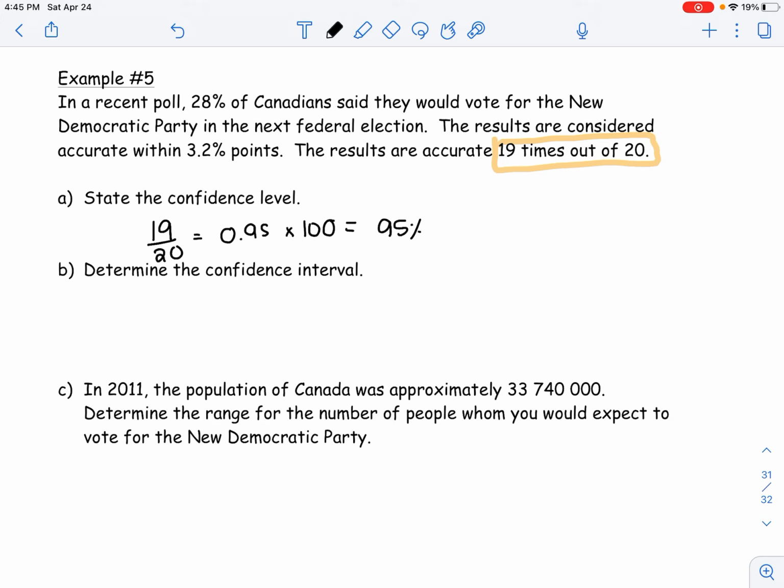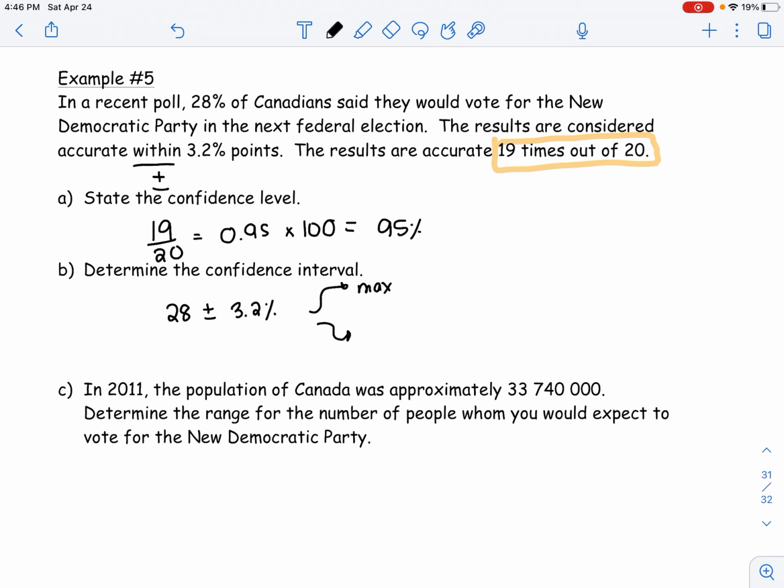Now they're telling us that in a recent poll, 28% of Canadians said they would vote for the New Democratic Party. So that's kind of our average number, 28%. And then it says within, that's that plus minus number. I told you in a previous question that whenever you see within, that's like saying the margin of error.